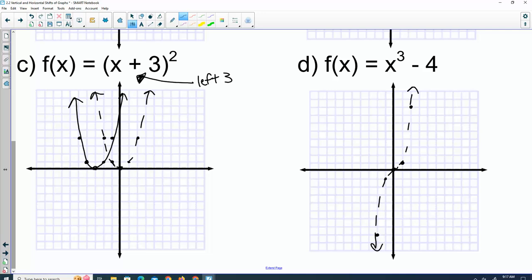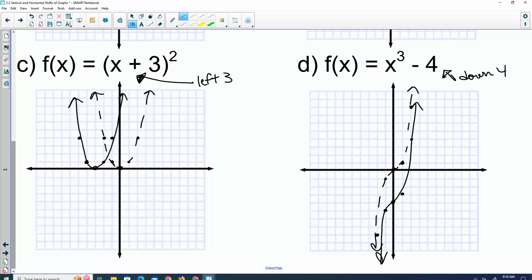Okay, transformation. Is a 4 inside or outside? Outside. Outside changes y and it does what it says. So what's going to happen to my graph? Down 4. So each of these points, down 4. Are we having any trouble with this? You guys remember doing this in the past?